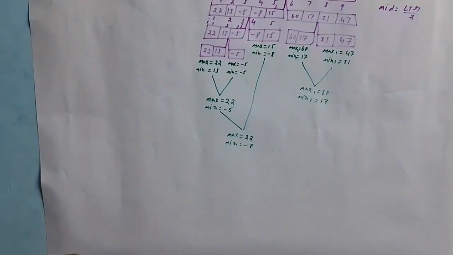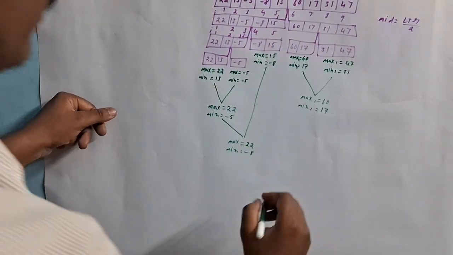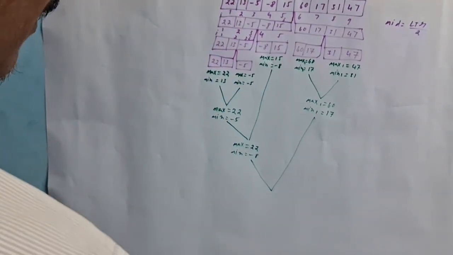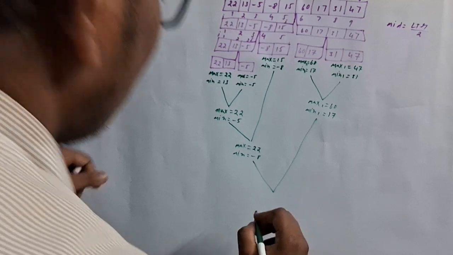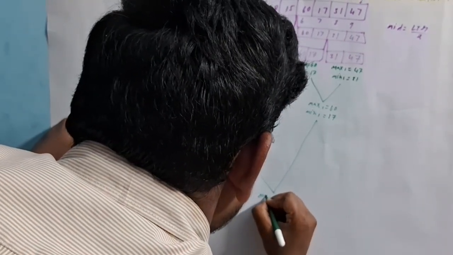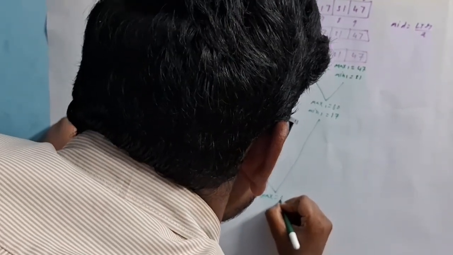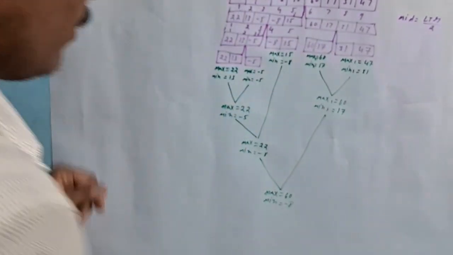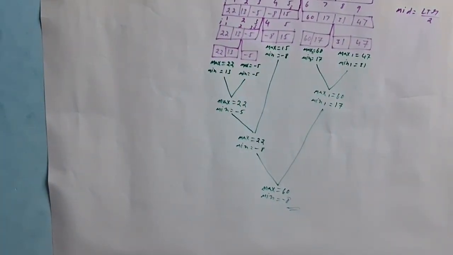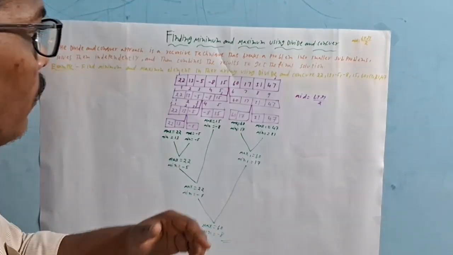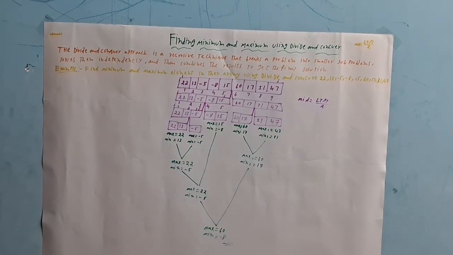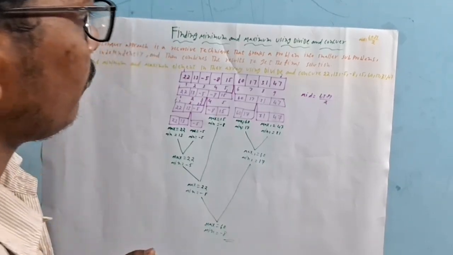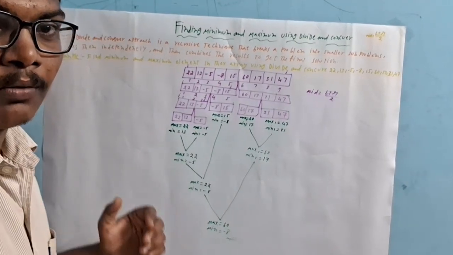Now we have to combine the left and right subparts into one. The maximum is 60 and the minimum is -8. Hence proved by finding minimum and maximum using the divide and conquer technique. By using the formula left plus right by 2, we solved the algorithm. Thank you.